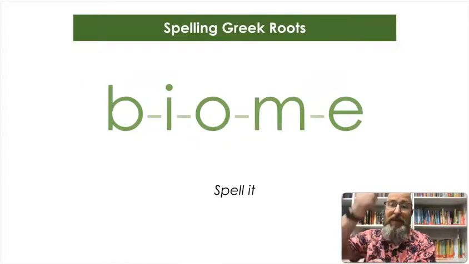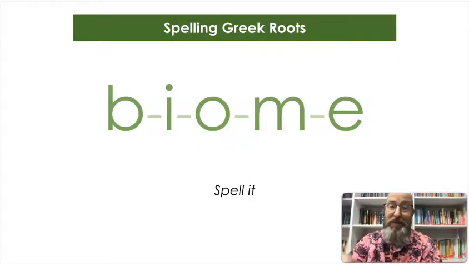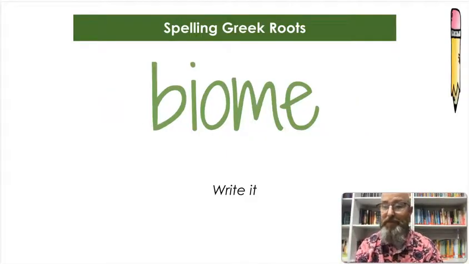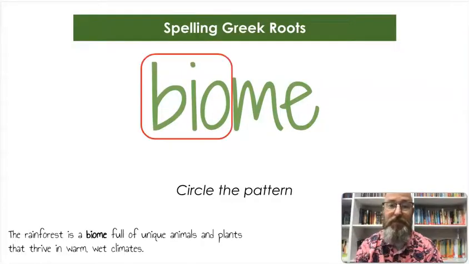Let's spell it. B-I-O-M-E. Biome. And let's write it. B-I-O-M-E. We're going to circle that root, bio. The rainforest is a biome full of unique animals and plants that thrive in warm, wet climates.